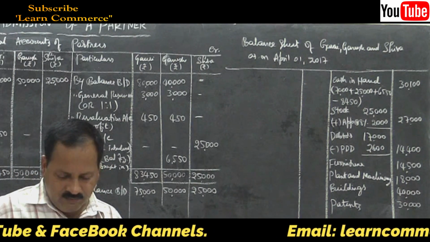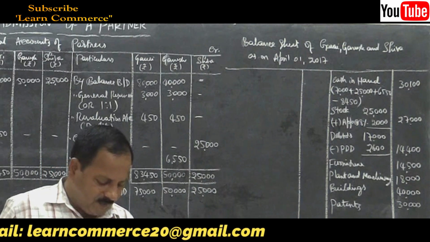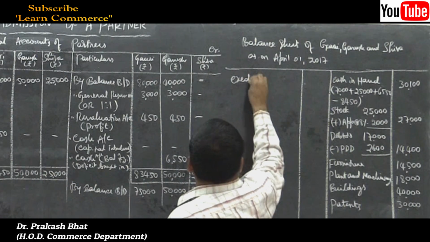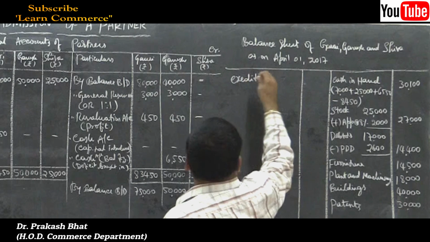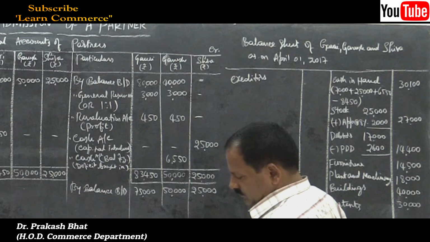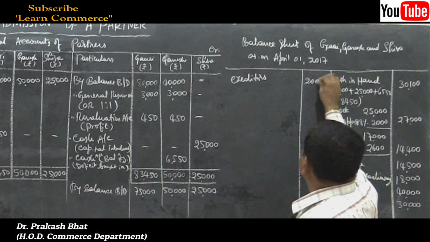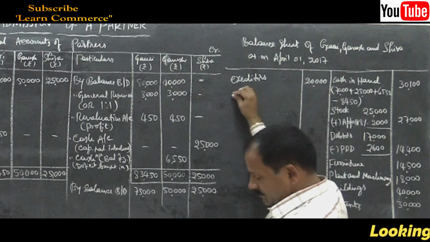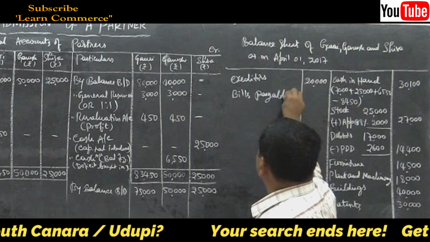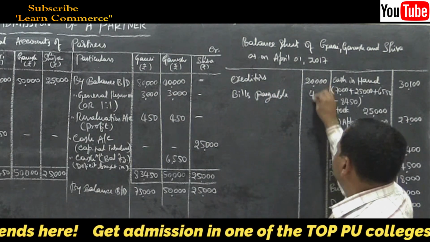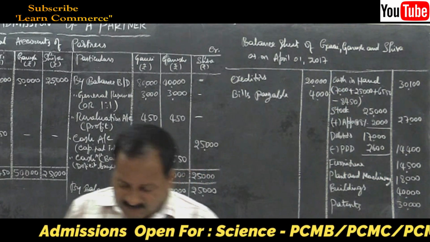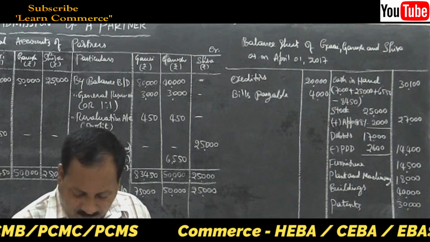Next part is creditors. Creditors 20,000. And bills payable 4,000. That's all. No other liabilities other than capital. Refer the problem.